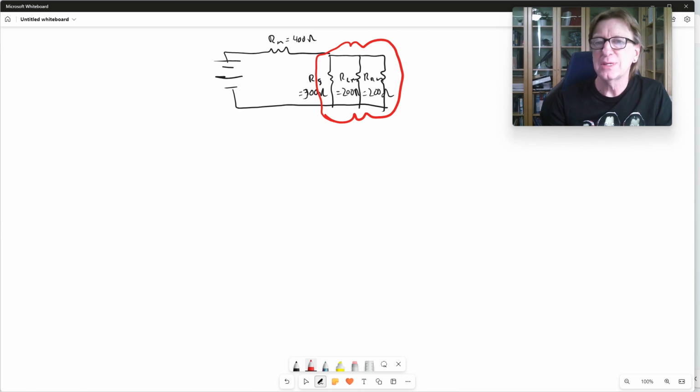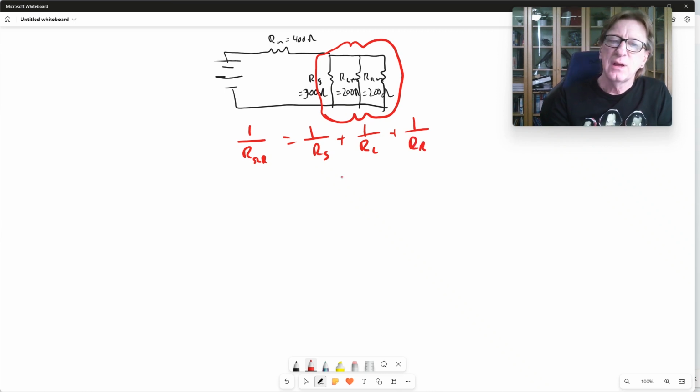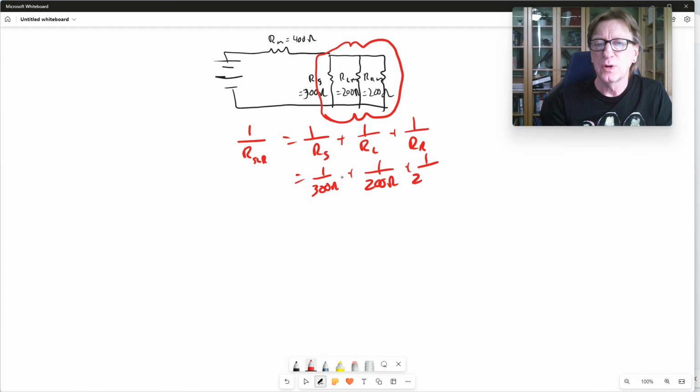So our first task then, and let's do this in red, is to combine these three resistors, these three loads, into a single resistor. Well, we know that 1 over, and maybe we'll call this resistor RSLR, for the combined sensor, left and right motors. That's going to be 1 over RS plus 1 over RLM plus 1 over RM. And we're going to work that out. So this is going to be 1 over 300 ohms plus 1 over 200 ohms plus 1 over 200 ohms. Pause the video, put that in your calculator, work it out, and let's see what you get.